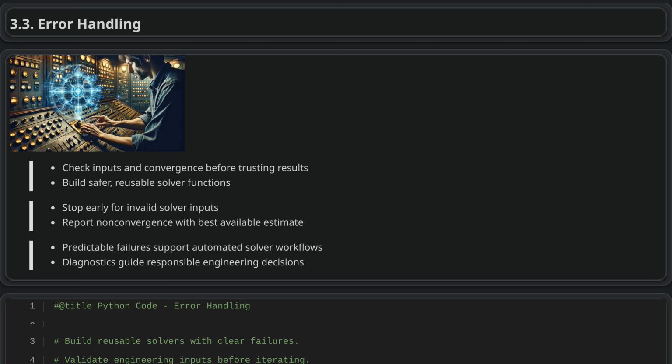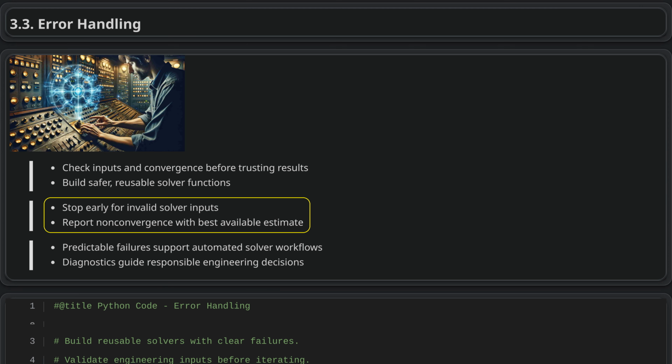Error handling. Reliable numerical solvers need clear error handling, not just smooth execution. They should detect problems such as invalid inputs or failure to converge, then report them clearly. For example, a heat exchanger calculation should reject negative heat capacity because it makes the result meaningless. These checks help engineers build safer and more reusable tools.